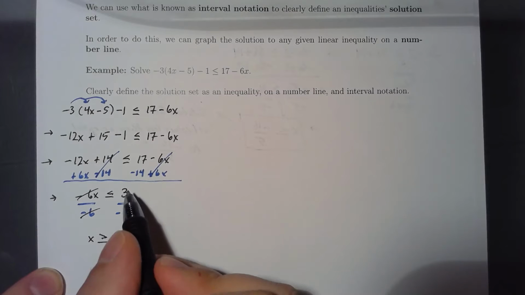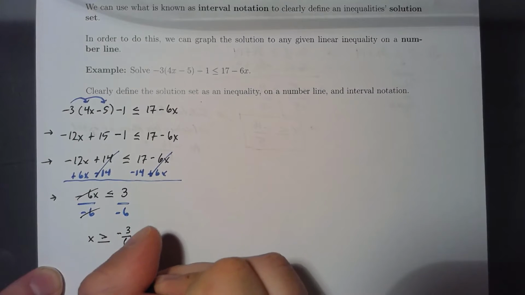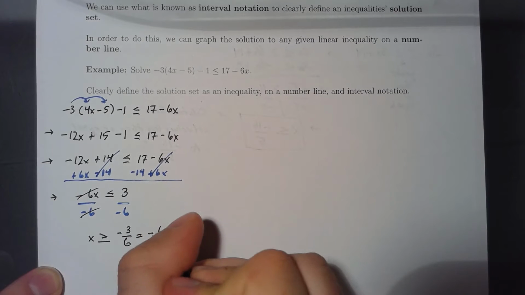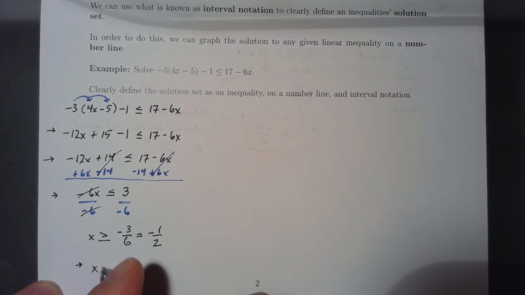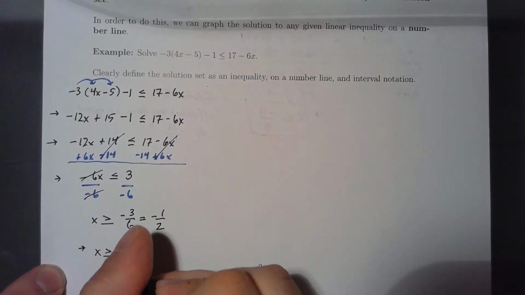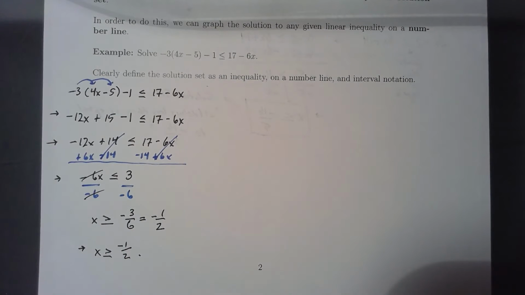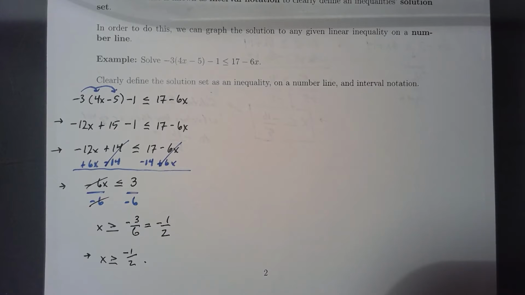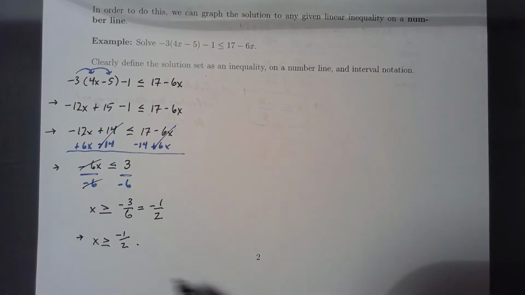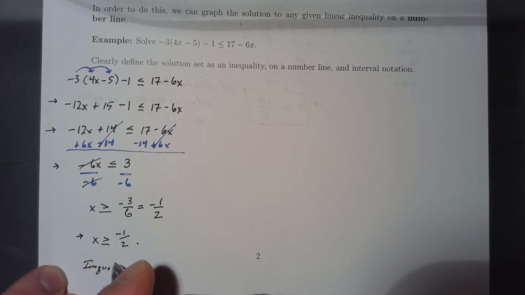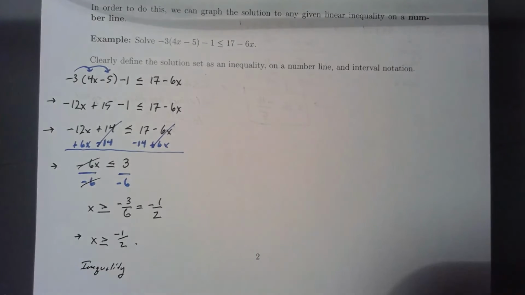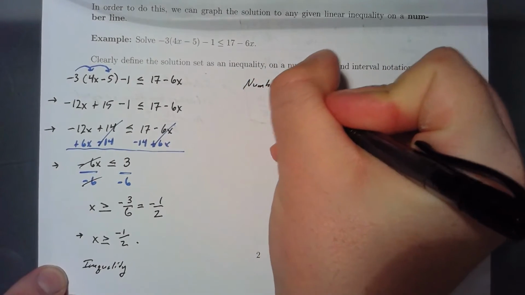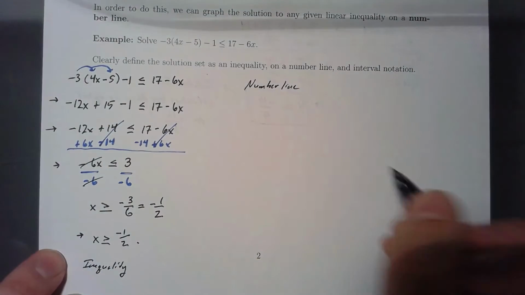What exactly? Negative 3 over 6 is, well, that reduces to negative a half. So x is going to become greater than or equal to negative 1/2. This is as an inequality. But if I want to graph it on a number line, it's really not that bad.